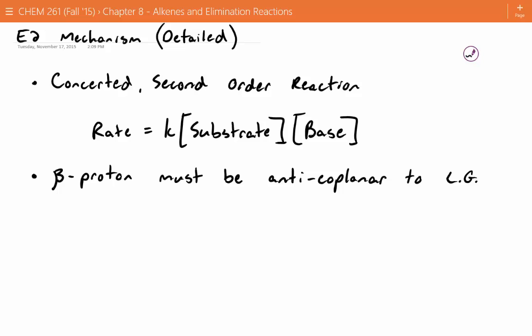Are they anticoplanar right now? No, they're not at all. What does anticoplanar mean? It's got to be staggered, and specifically, it's got to be staggered so that our leaving group is pointed up and our anticoplanar proton is pointed down. They have to be perfectly aligned with one another in order for this reaction to occur. So you do have to make sure that your molecule is oriented correctly. And so what I recommend doing is draw your Newman projection.